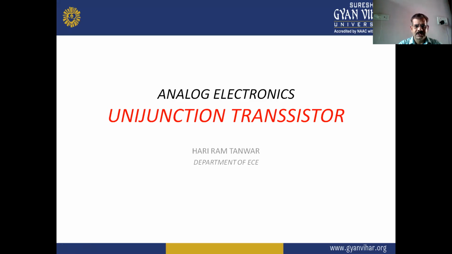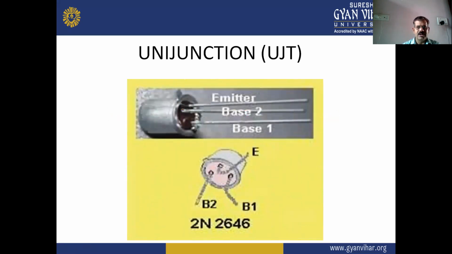Today we will discuss the unijunction transistor. That is a semiconductor device and has a very important role in semiconductor device applications. So, UJT, the unijunction transistor, this is the pictorial view of the UJT. It has three terminals. One is the emitter, the second is the base B1, and the third is the base B2.